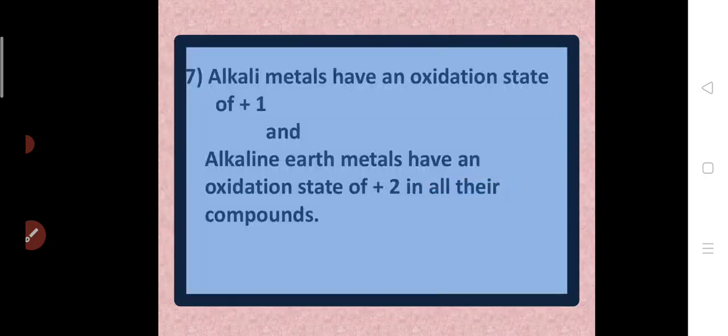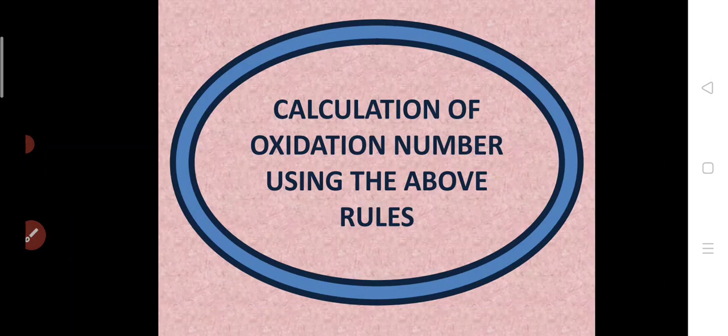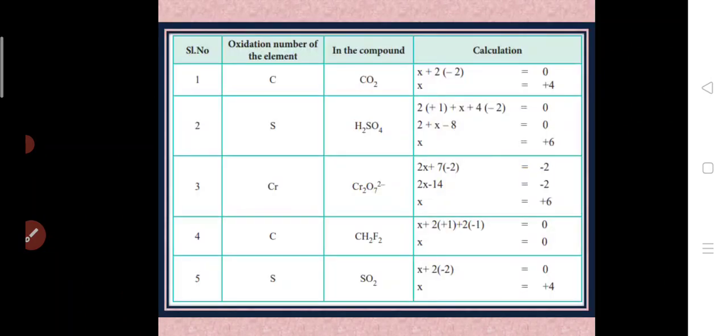Alkali metals have the oxidation state +1. Alkali metals are group 1 elements, and their oxidation state is +1. Group 2 elements, or alkaline earth metals, have an oxidation state of +2. So a few calculations are given here.